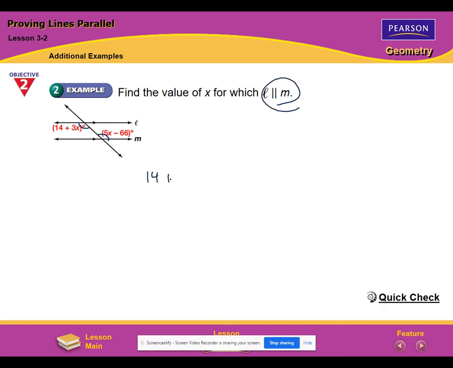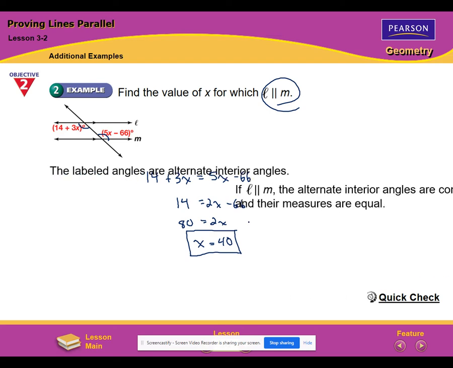So we would go 14 plus 3x is equal to 5x minus 66. And we could solve that real quick. We'll subtract 3x from both sides, add 66, and divide by 2. X would be equal to 40. Okay. Now again, no proof work to be done on that problem. We're going to do a proof in just a second though.